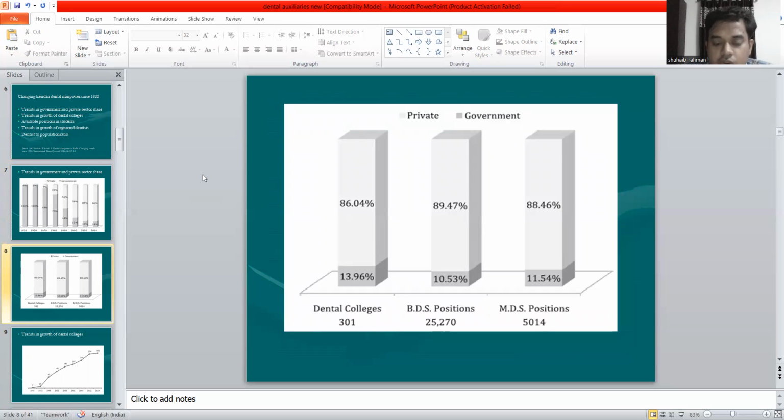So there was 301 dental colleges according to 2014. After that, I don't think much dental colleges are given approval after 2014. So it will be same still. So there was 301 dental colleges. Out of that, 86.404% were private dental colleges. And BDS positions in that is 25,270. Out of that, 90% is shared by private sector. And MDS position also 88.46%.